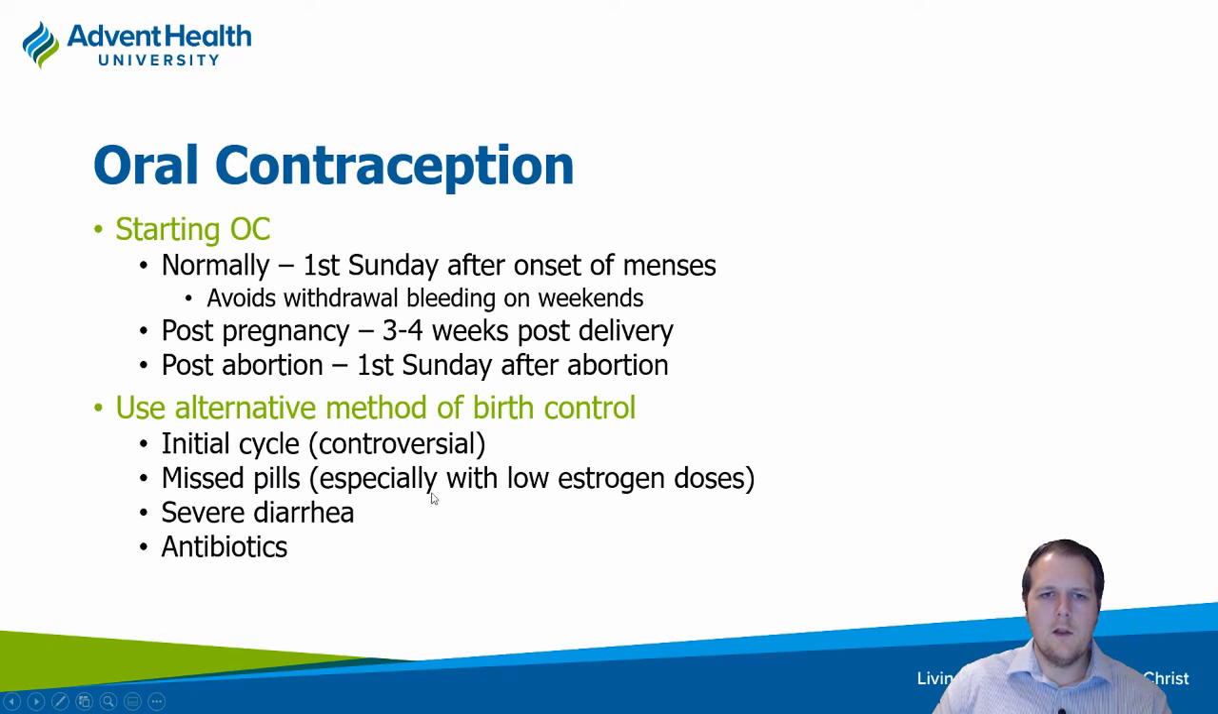We're going to find that the lower the dose of estrogen they're on, the more likely they are to develop failure, and so we'll talk about what to do with missed pills in just a moment. Severe diarrhea, because maybe they're interrupting the enterohepatic recycling because they are basically expelling their GI contents too quickly. That could be one thing where you may want to consider using a backup form of birth control.